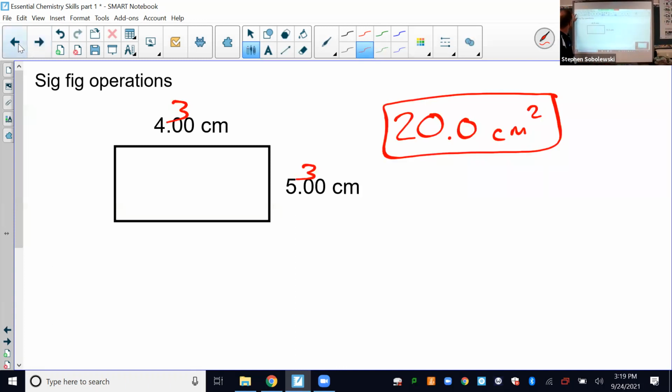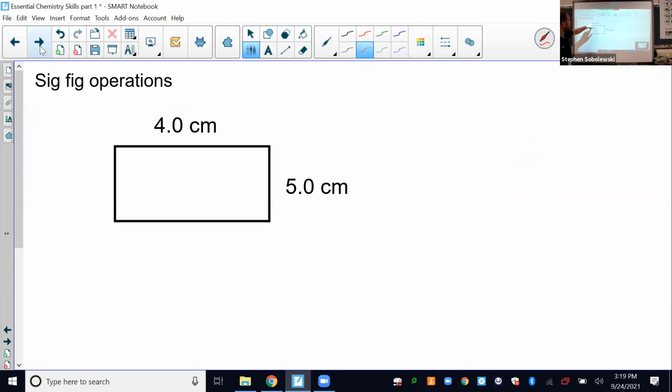Is that the same slide? Oh, no, it's not. 4.0, 5.0. So the calculator still tells us 20, but now we've got to do something different. How many sig figs in 4.0? 2. How many sig figs in 5.0? 2. How do we write 20 with 2 sig figs? 20 point. That little trick we learned. 20 point centimeters squared. That's our answer. Or technically, you could say 2.0 times 10 to the first.